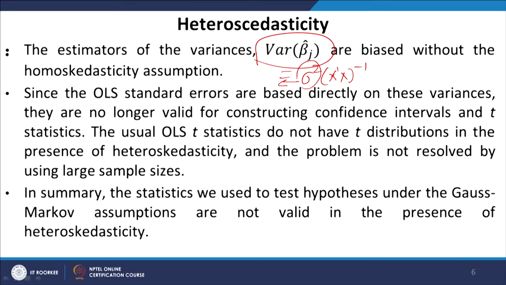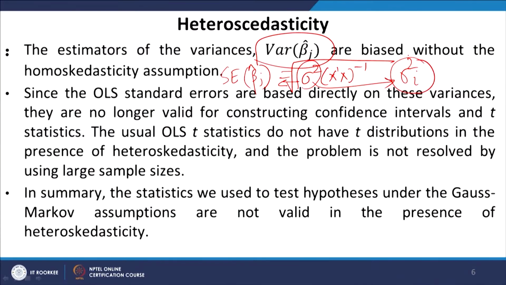Now, when we have heteroscedasticity, this error variance is no more sigma square, it is something else. We can call it sigma square i, that is, it varies from observation to observation. The standard error of the estimated parameters, that is, standard error of beta j hat, is basically the square root of the variance of beta j hat. Since we have heteroscedastic errors, the standard errors are no longer valid for constructing confidence intervals and t statistics.